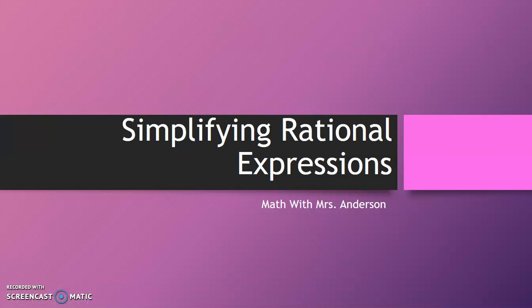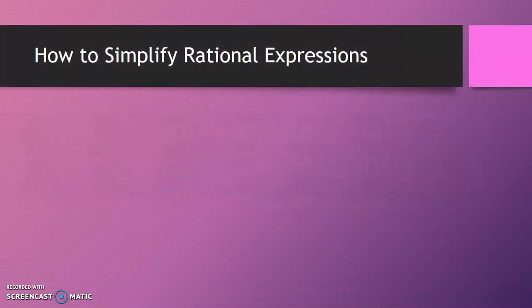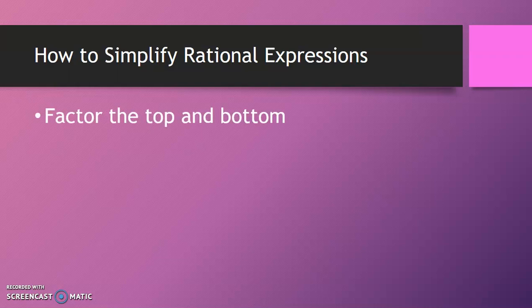This is Mrs. Anderson, and in this video I'm going to go over how to simplify a rational expression. The steps in order to do this is you want to make sure that your expressions are factored out on both the top and the bottom first. So you'll want to start by either factoring using your factoring rules or pulling out anything that they have in common using your greatest common factor or GCF method.